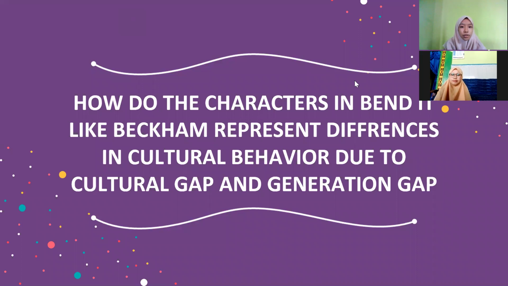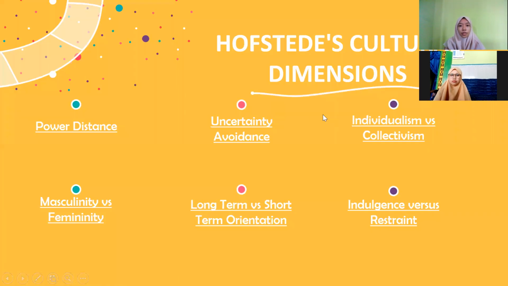So, how do the characters in Bend It Like Beckham represent differences in cultural behavior due to the cultural gap and generation gap? We use Hofstede's cultural dimensions. The theory has six dimensions.